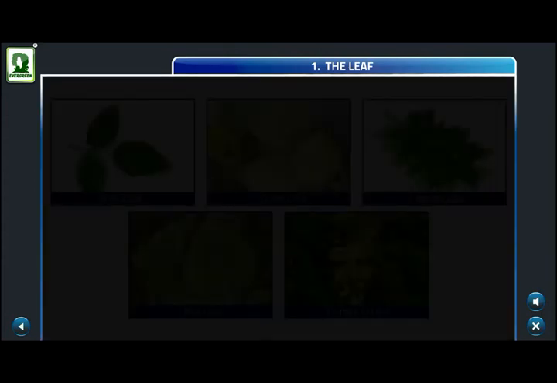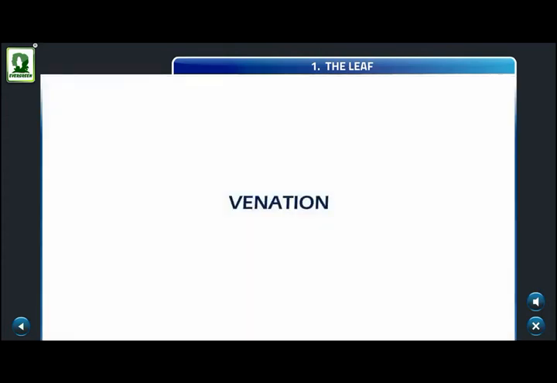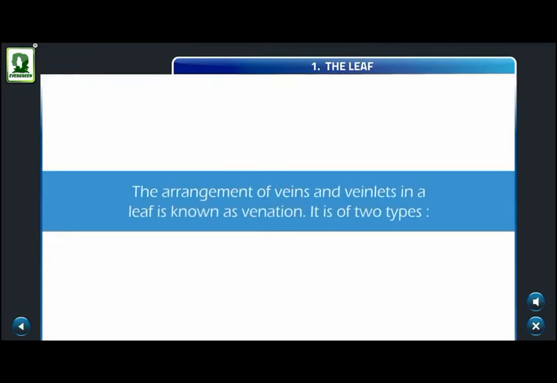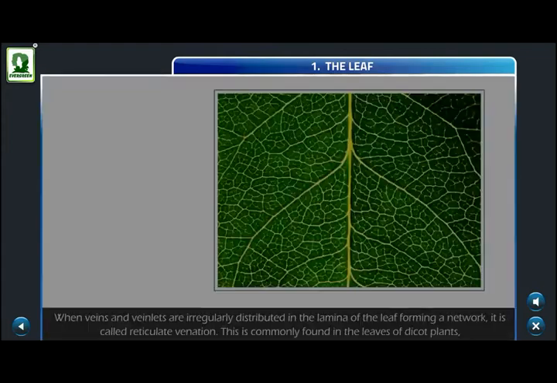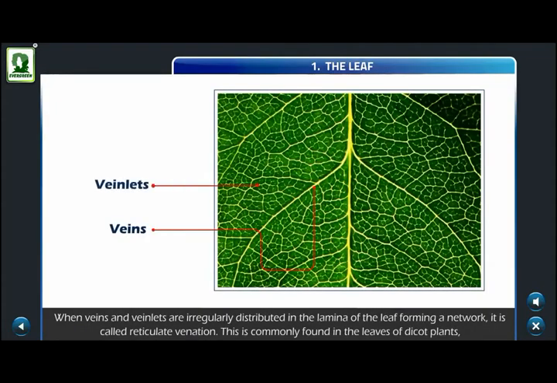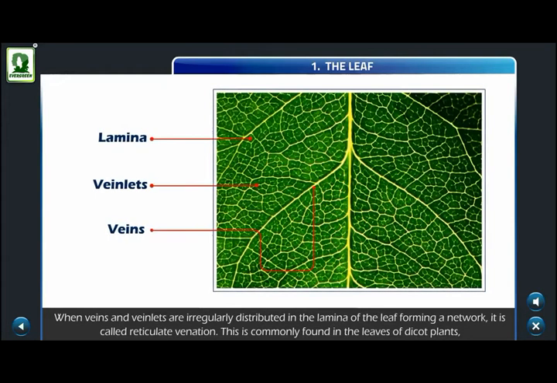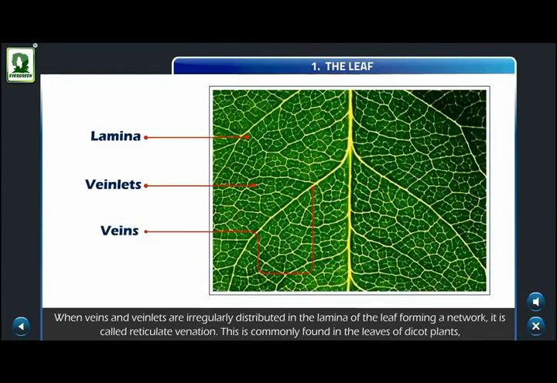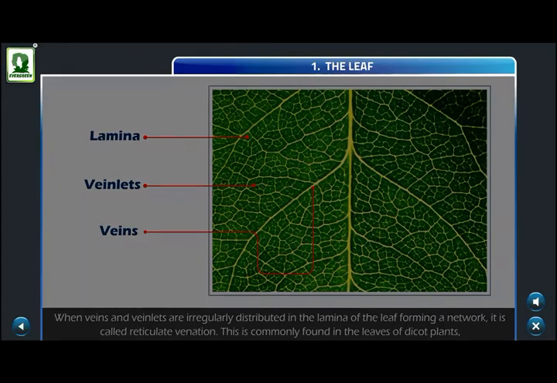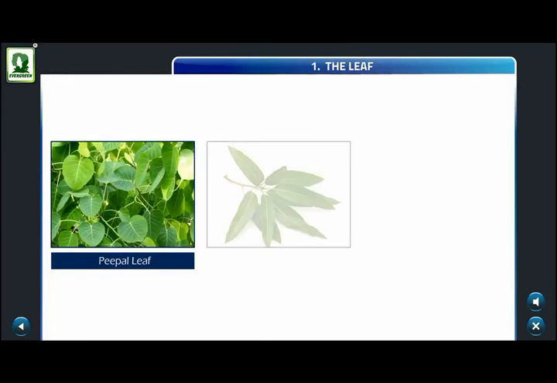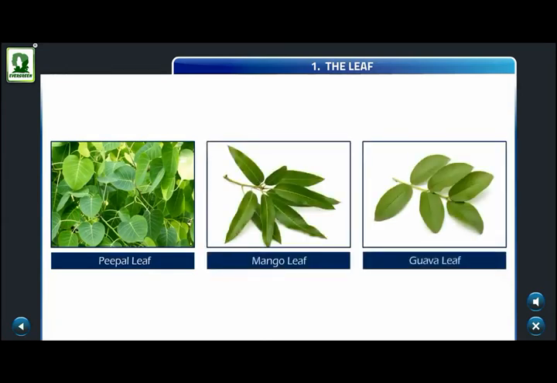Venation. The arrangement of veins and veinlets in a leaf is known as venation. It is of two types. Reticulate venation. When veins and veinlets are irregularly distributed in the lamina of the leaf, forming a network, it is called reticulate venation. This is commonly found in the leaves of dicot plants. For example, peepal, mango, guava.